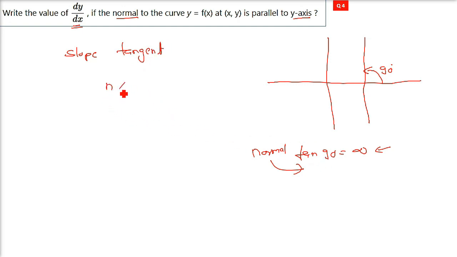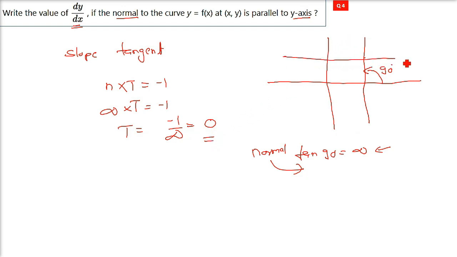That is, if you have m1 which is normal and m2 which is tangent, multiply them and you will get -1. So tangent is equal to -1 by infinite. If you divide anything by infinite, it is going to be 0. So tangent slope will be 0. And simply saying, if a line is parallel to the x-axis, it is perpendicular to a line which is parallel to the y-axis, this is going to be the result.